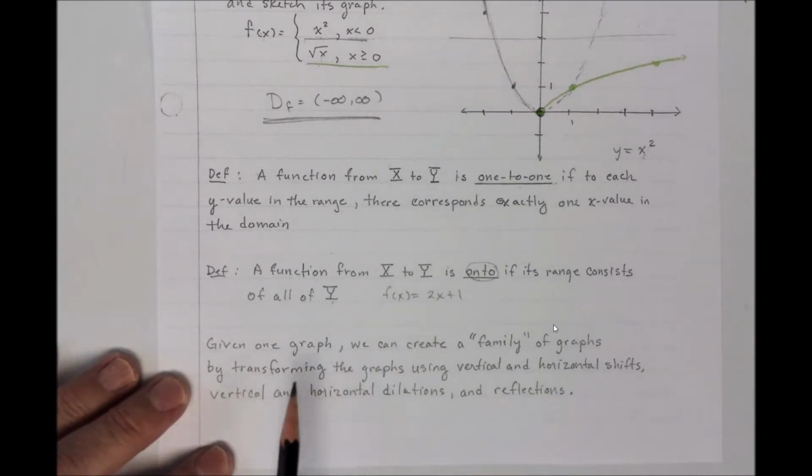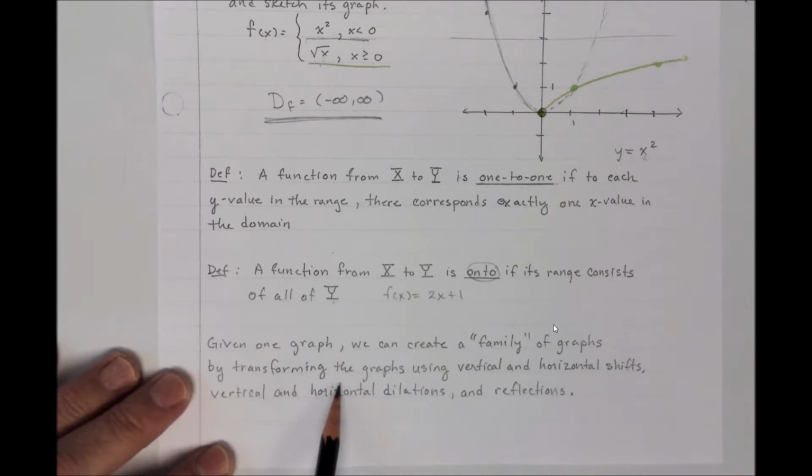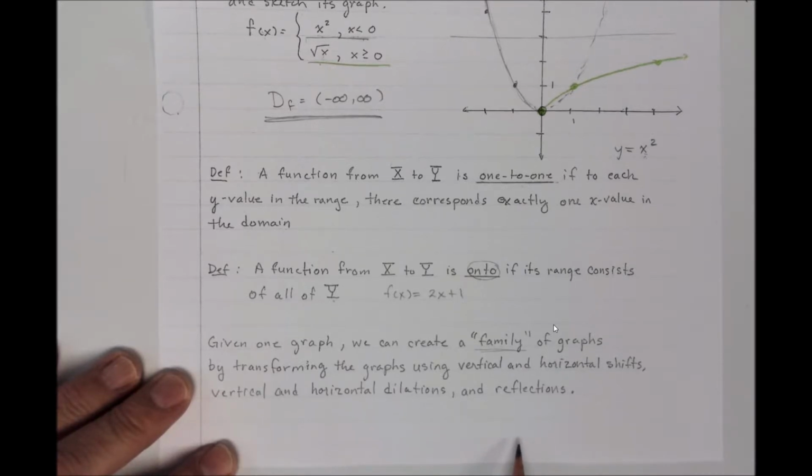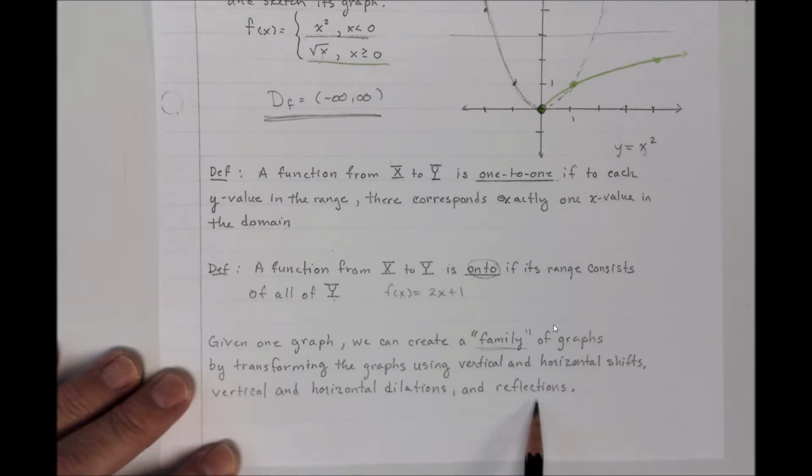Now, here's where it gets a little fancy, and this is something where you're going to have to draw upon your knowledge from your Algebra 2 and your pre-calculus days. It says, given one graph, we can create a family of graphs by transforming the graphs using vertical and horizontal shifts, vertical and horizontal dilations, and reflections. We can also throw in rotations, but to do that, we probably need a little bit more from our pre-calculus days and analytical geometry. And it's not as highly emphasized as it once was, and you'll see this later on in, say, a Calc 2 class or a Calc 3 class where they might do a rotation. I'll explain it then.